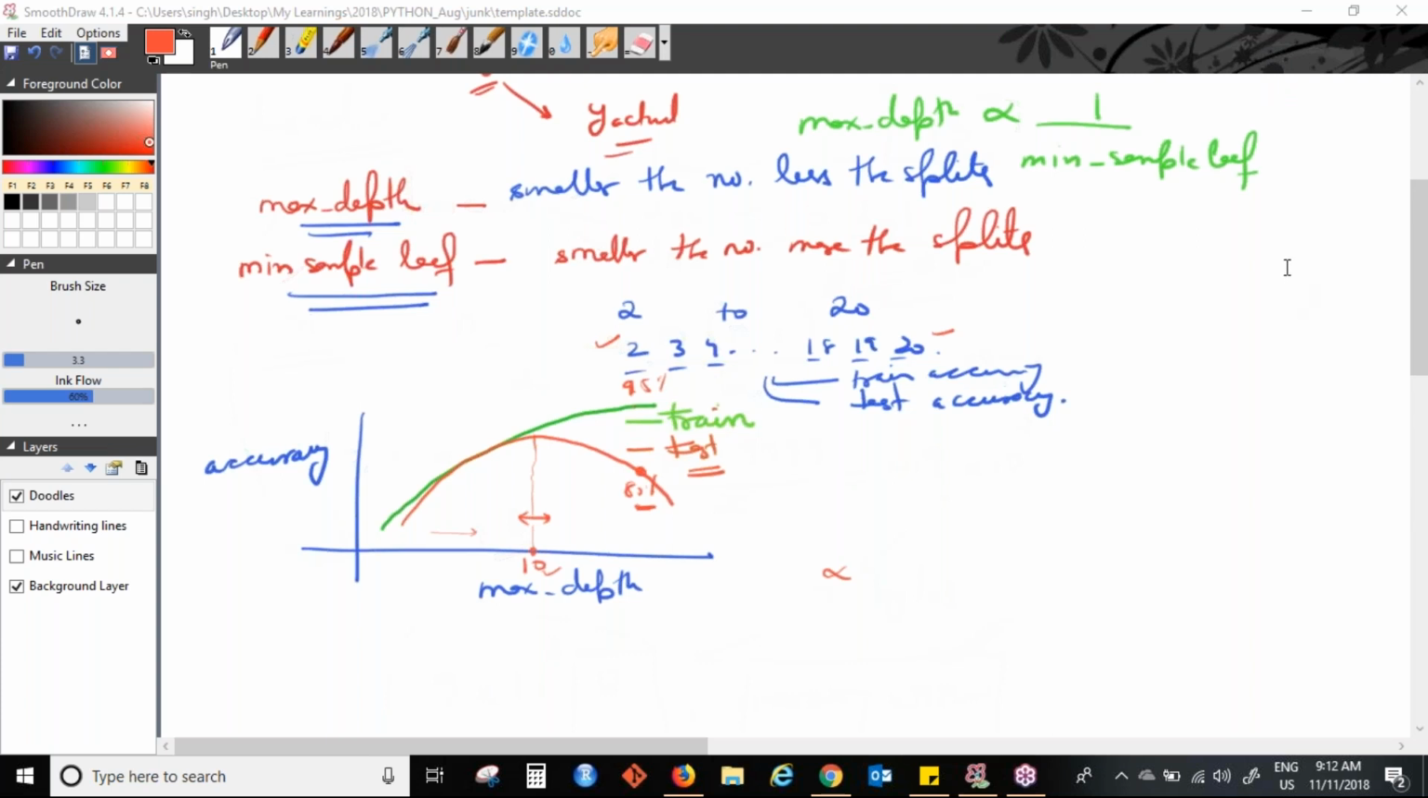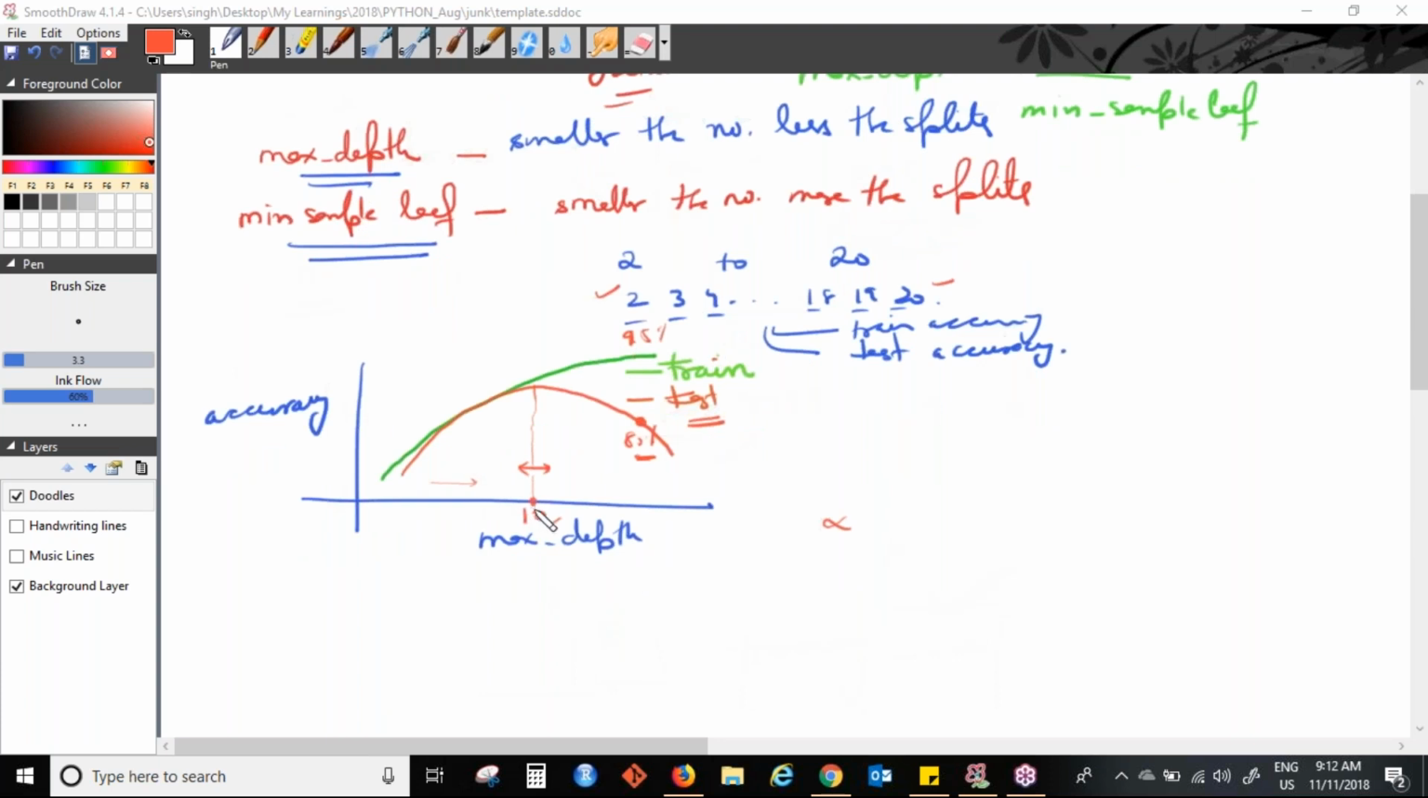Yes, it will always be like this, Anupama, because you start capturing the pattern, and after that you start to memorize the data. So it will always look like this. Now, what I may not know is where this point will come. Where will I get the best accuracy? That may not be known. But the curve will always be like this.